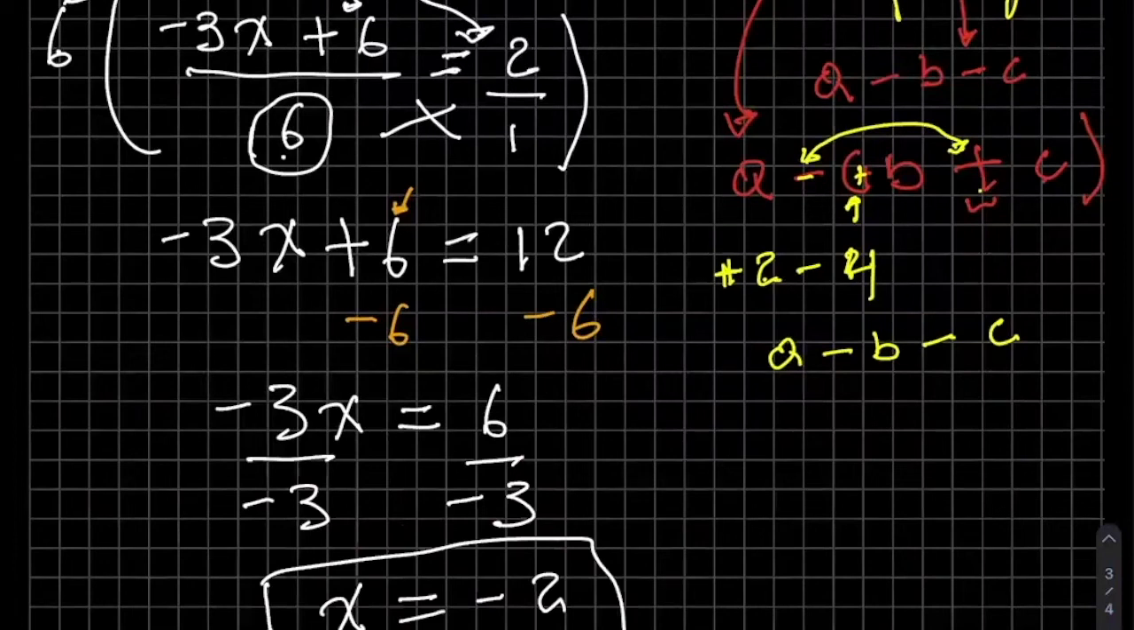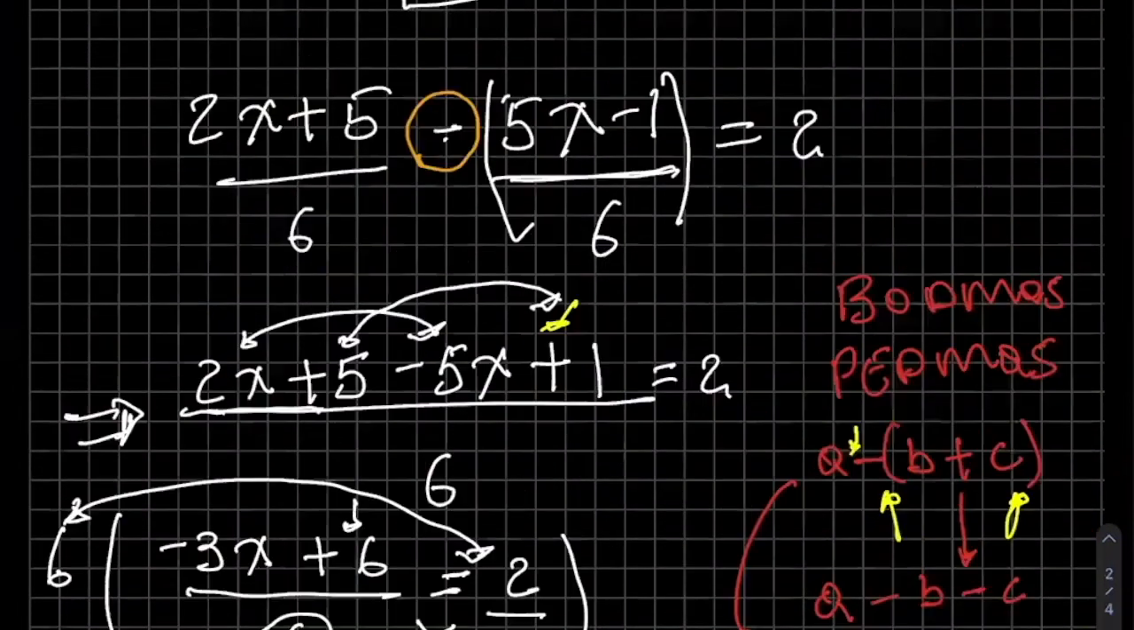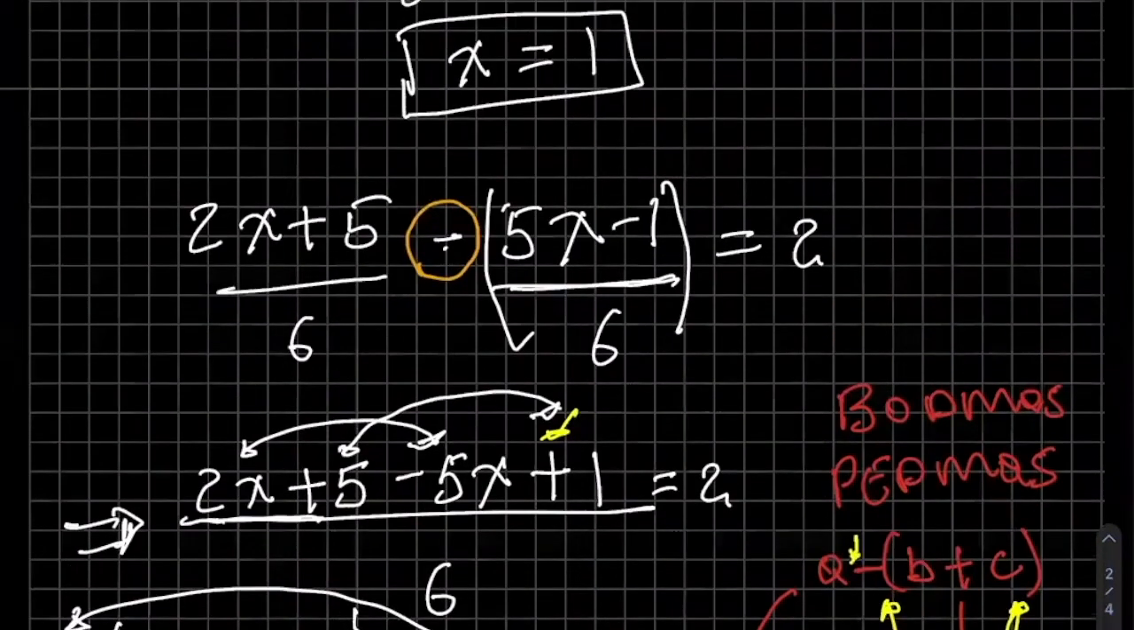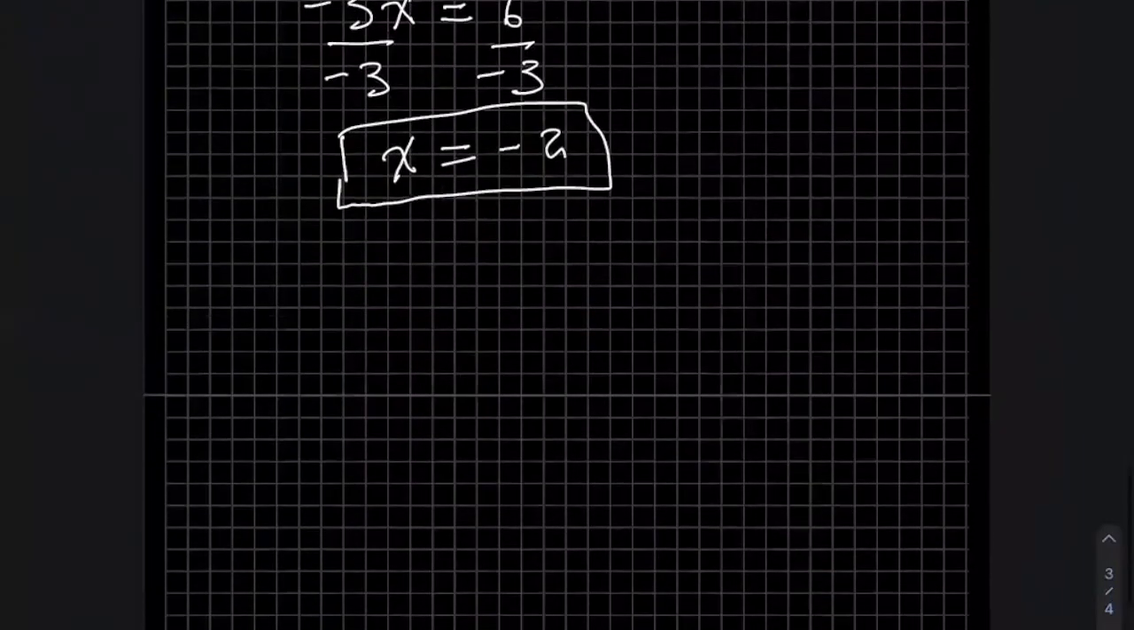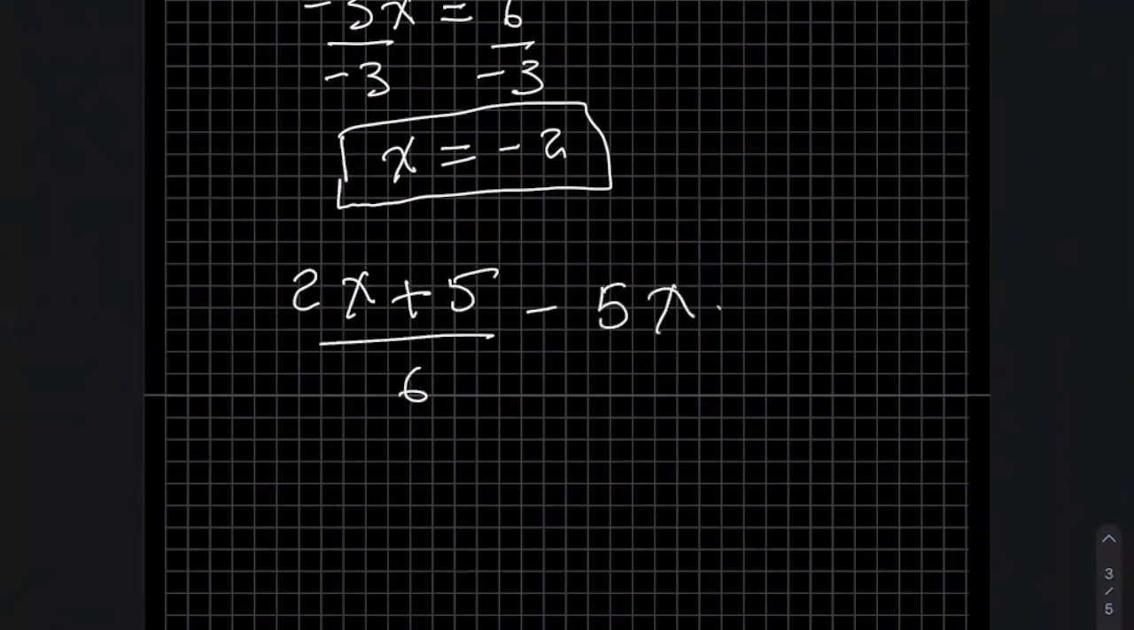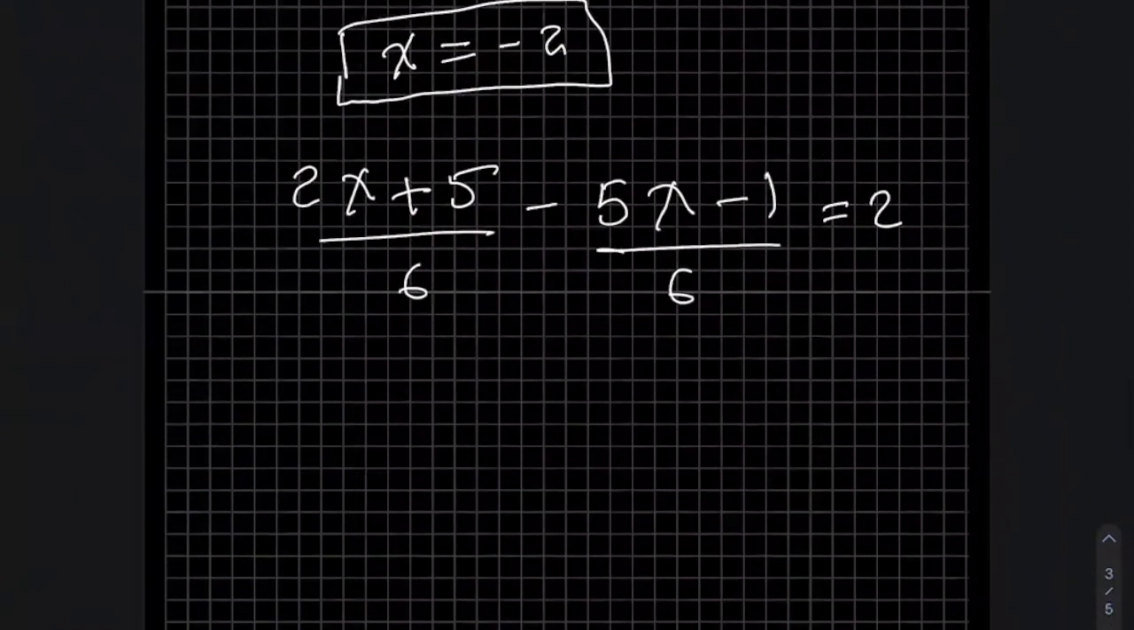How do we sure that negative 2 is the answer? We can go back and insert it here. And this whole operation is going to sum up to 2. If they are equal, then our answer is equal. We can prove it right now. We have 2x plus 5 over 6 minus 5x minus 1 over 6 is equal to 2. So let's put negative 2 in place of x.